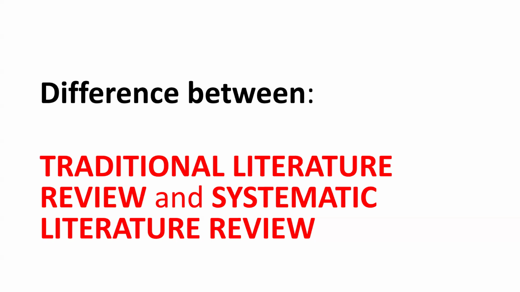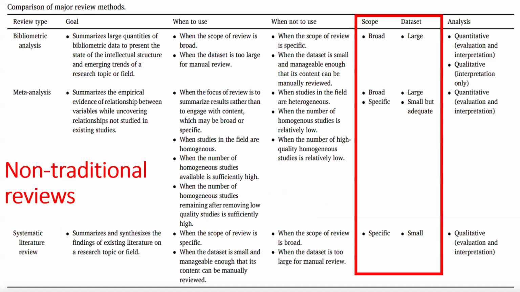So in systematic literature review, the difference is you need to follow a certain system or pattern, or certain rules and regulations of how to search, review, and synthesize an article. So we will be discussing systematic literature review today.